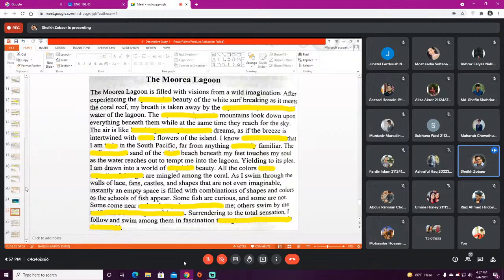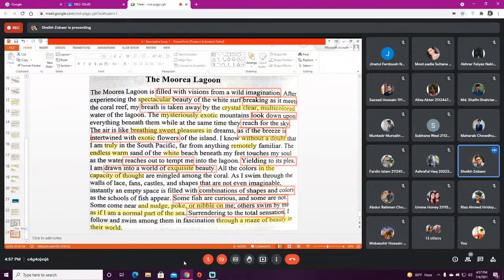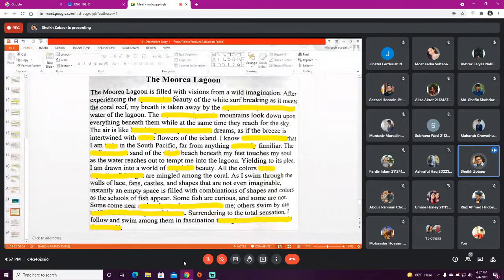Okay, so let's analyze this text, this descriptive paragraph, and try to identify the techniques that the writer has used. I'm revealing all these sections. We'll do the red ones later. The Moria Lagoon is filled with visions from wild imagination. Again, after experiencing the beauty of the white surf breaking as it meets the coral reef, my breath is taken away by the water of the lagoon. A very interesting and nice opening of the paragraph. All right, first two sentences.